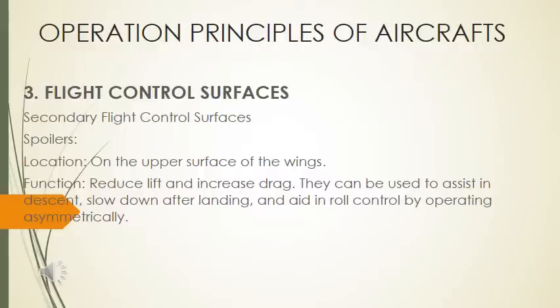Spoilers are located on the upper surface of the wings. The function is to reduce the lift and increase drag. So they can be used to assist in descent, and this is when the aircraft is about to land. So reducing lift and increasing drag will then be useful. If you know the way they operate, when the aircraft is about to descend, on the upper surface of the wing, there's a portion that will just lift up and increase drag by doing so. And also aid in roll control by operating asymmetrically.